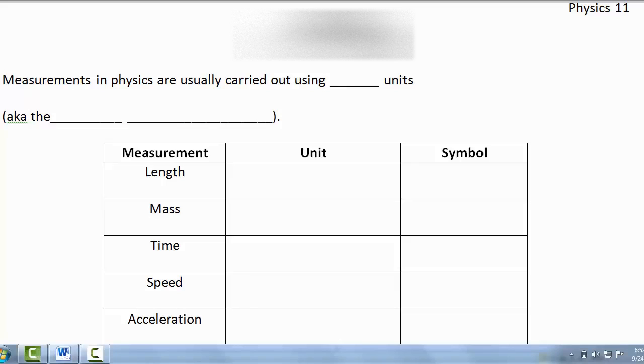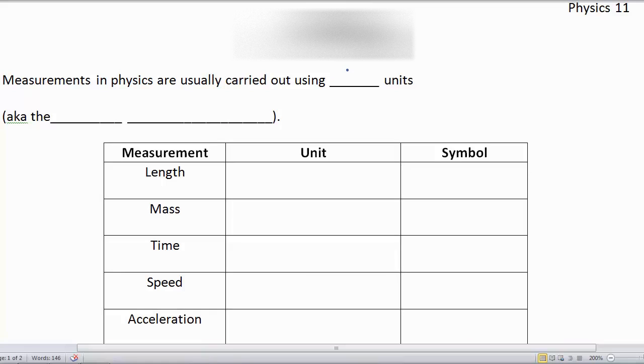So whenever we talk about measurement, it's important to talk about units. And measurements in physics are usually carried out using what we call SI units. Now, this is a collection of units that most of the world decided we should use. It was given a French name. SI stands for Système International. But you probably know it more commonly as the metric system.